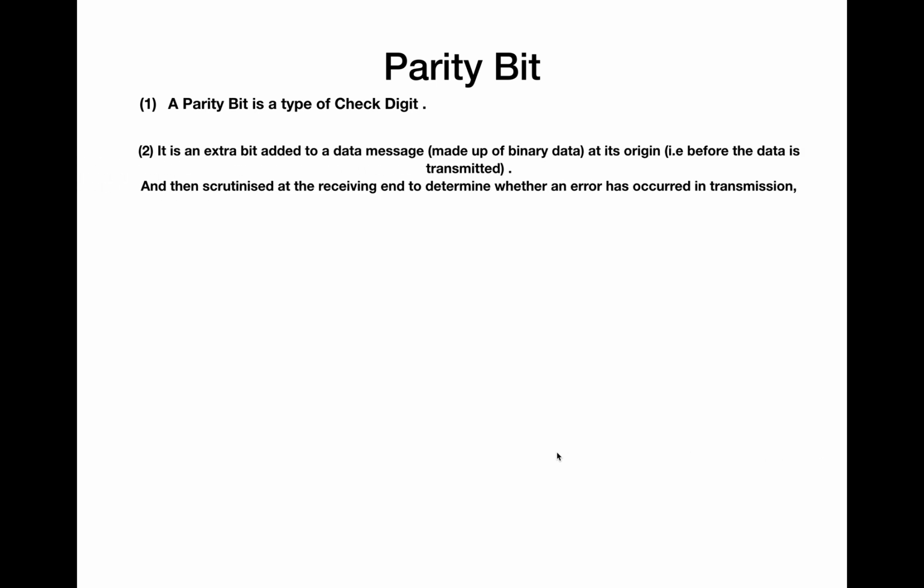Parity bits. A parity bit is a type of check digit, and we have discussed check digits in a previous video. Now, it is an extra bit added to a data message, and this data message is made out of binary data. So the data message is made out of ones and zeros, and this extra bit is added before the transmission at its origin, before the data is transmitted.